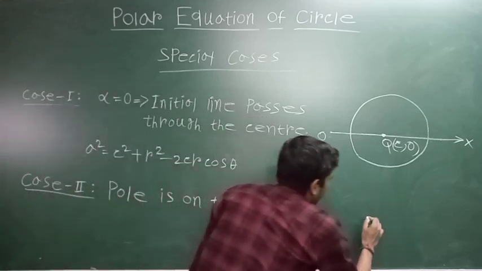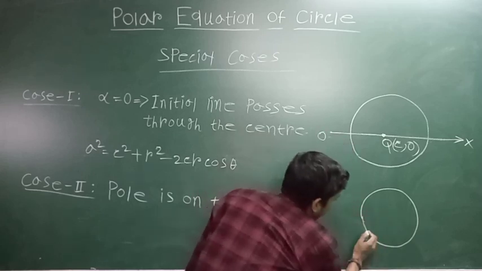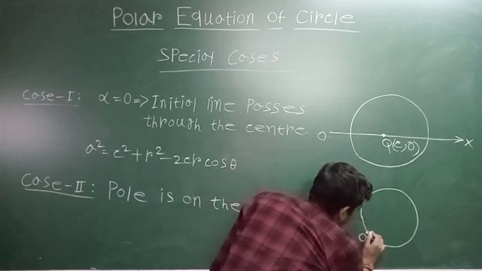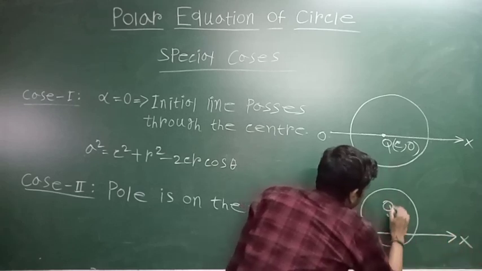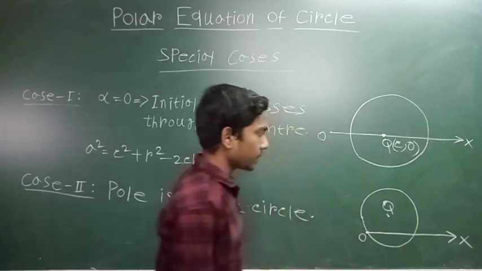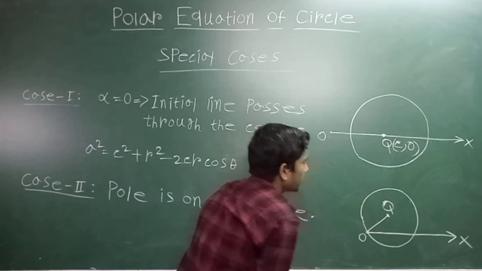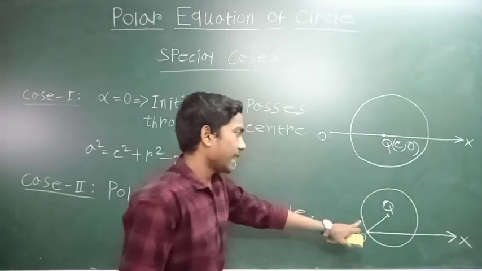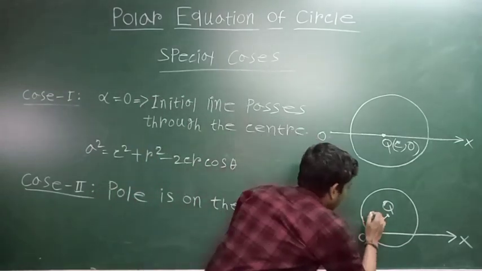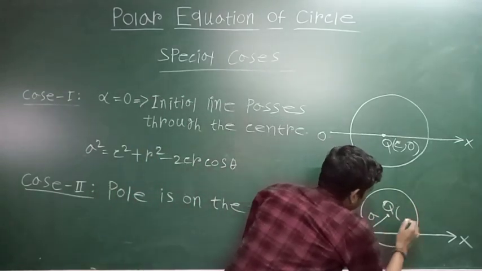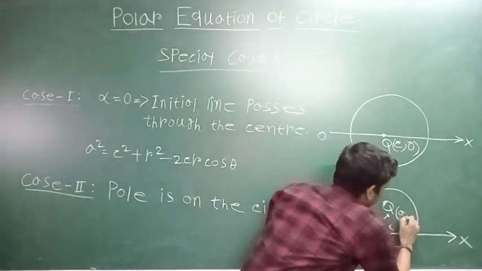Now I am drawing the diagram here. If this is a circle, say this is our pole O and OX is the initial line, and here Q is the center of the circle. If we connect the center to the pole, then this distance is C, and it is nothing but the radius of the circle, which is given as A. If this angle is alpha, then the coordinate of the center is A comma alpha.